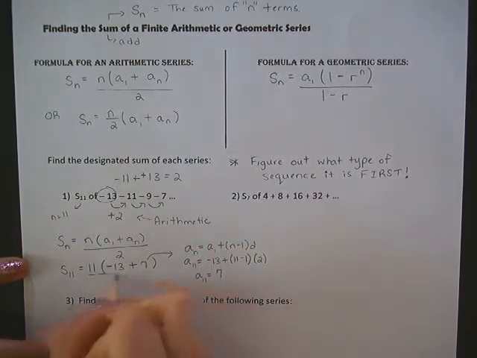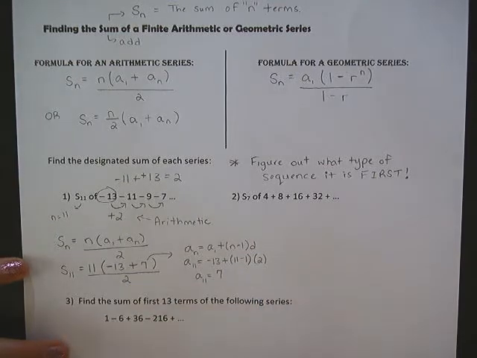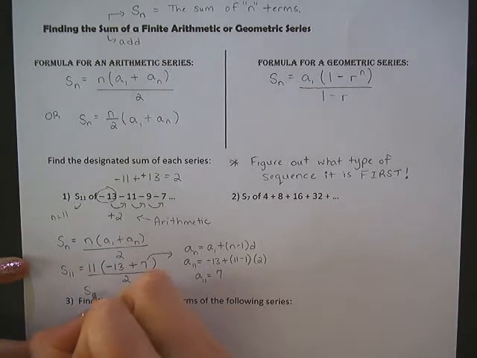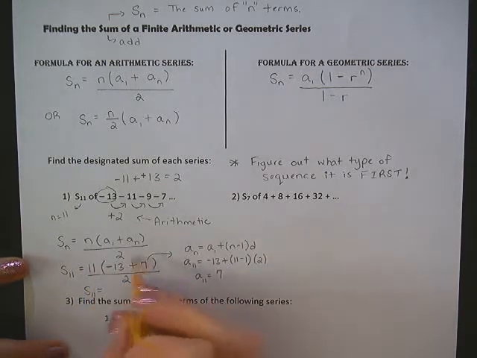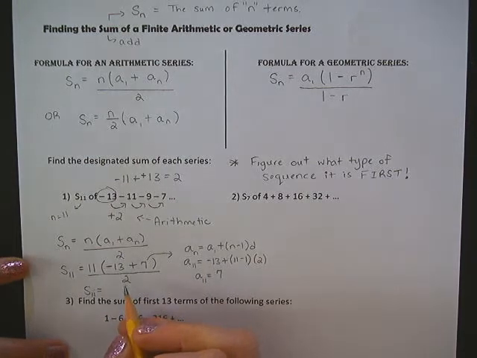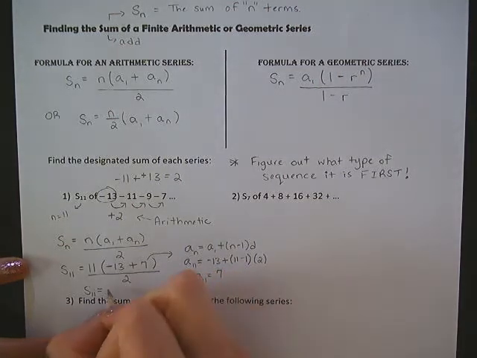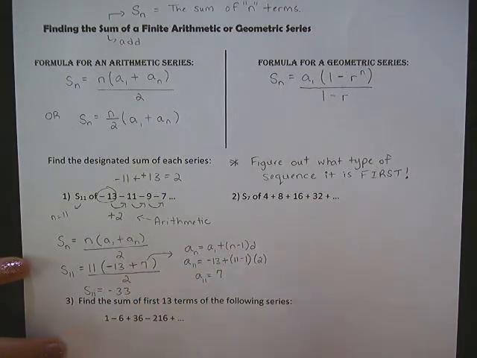Okay. And then all of this is divided by 2. And so now that I have all of my information, I'll just plug that in my calculator just how it looks. And if you have Desmos, you can plug it in just how it looks. And then you should get negative 33.